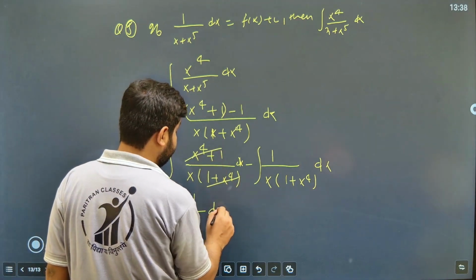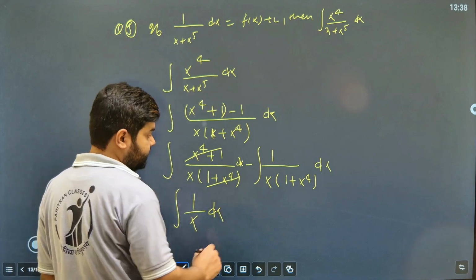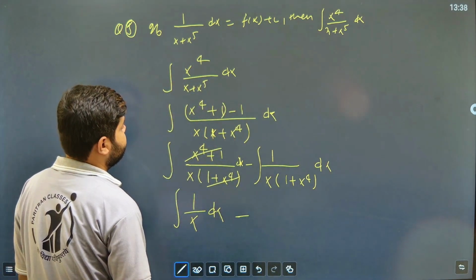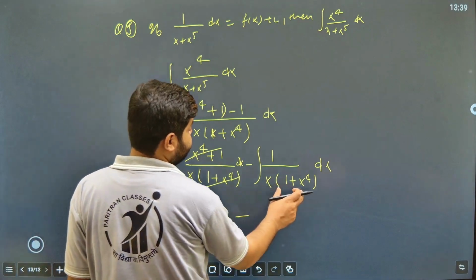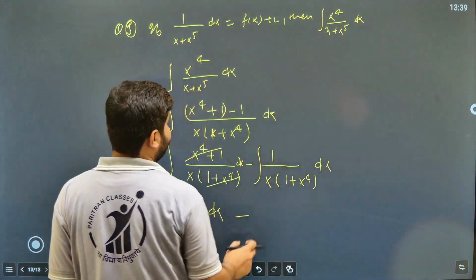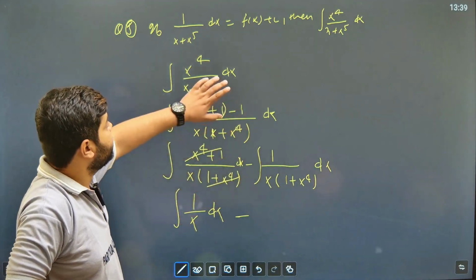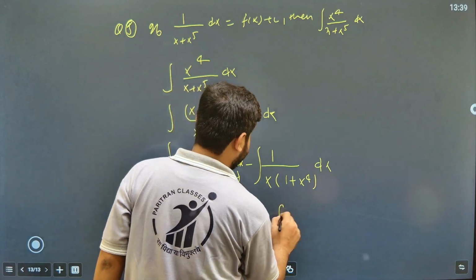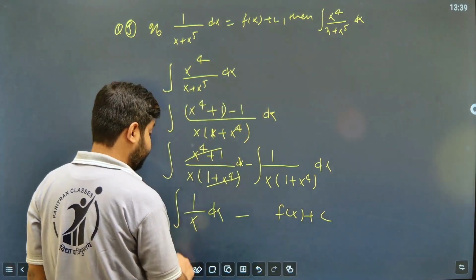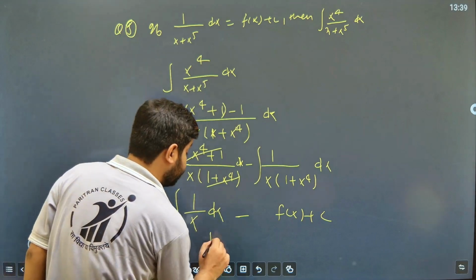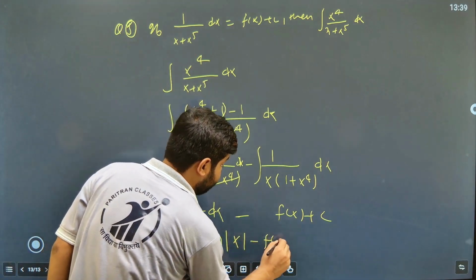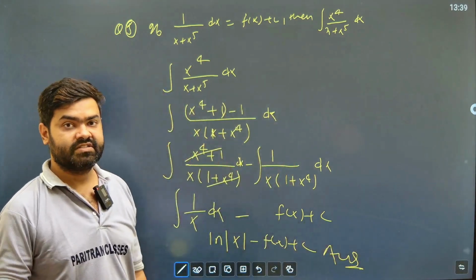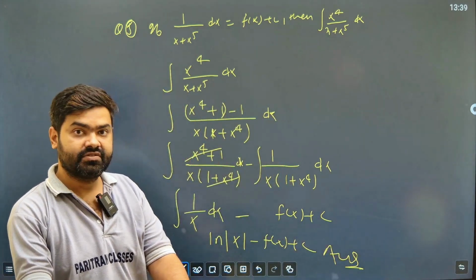So we get here integration of 1 upon x. We have to use the information given in the question. So we can write this as fx plus c, and integration of 1 upon x will be ln mod x minus fx plus c. This will be our final answer. In the next class, we will see the next question. So thank you.